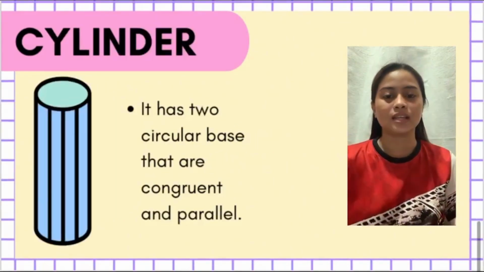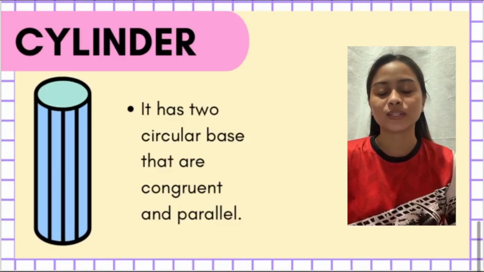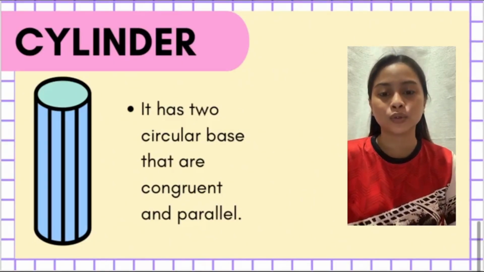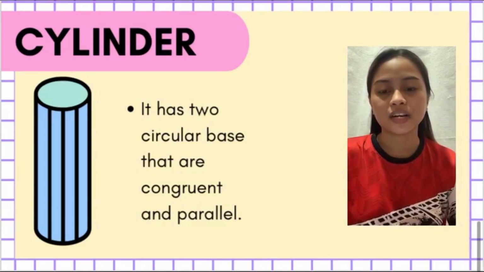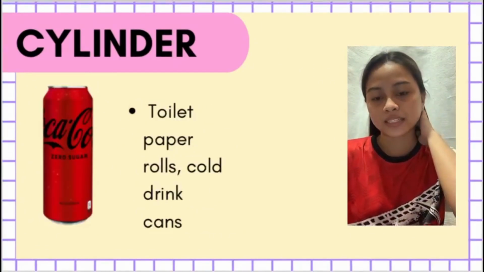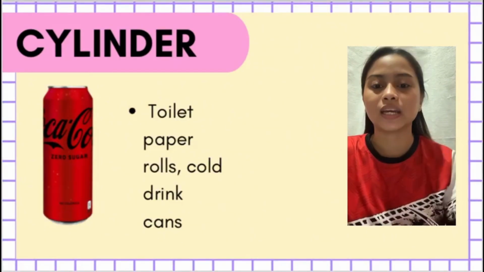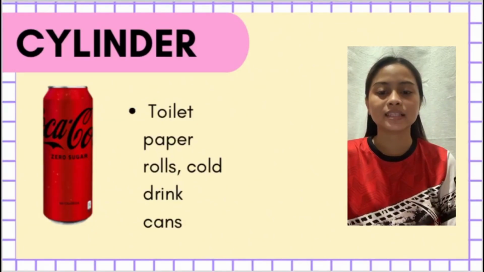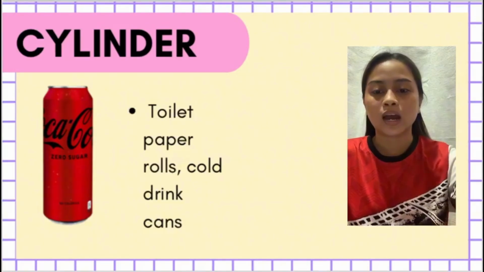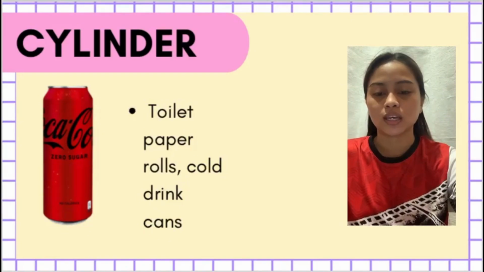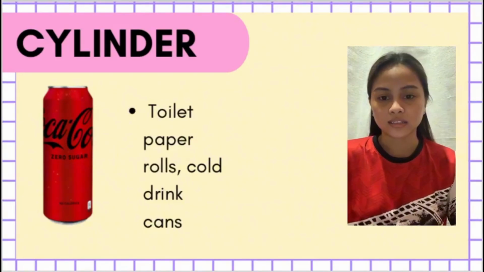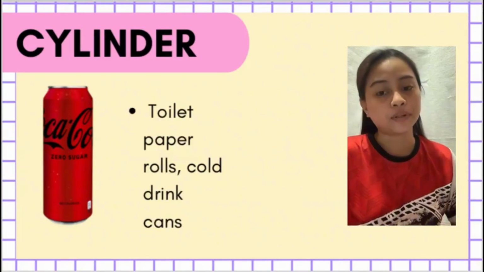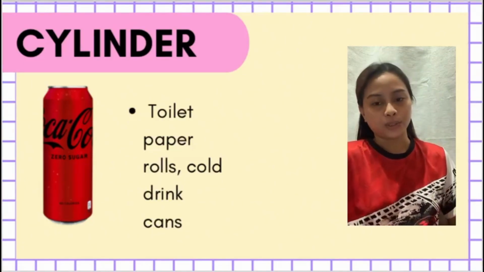Then the third is the cylinder. A cylinder has two circular bases that are congruent and parallel. Examples of a cylinder are toilet paper rolls and cold drink cans. The picture I am showing is the Coca-Cola, or the cold drink can. It is an example of a cylinder.